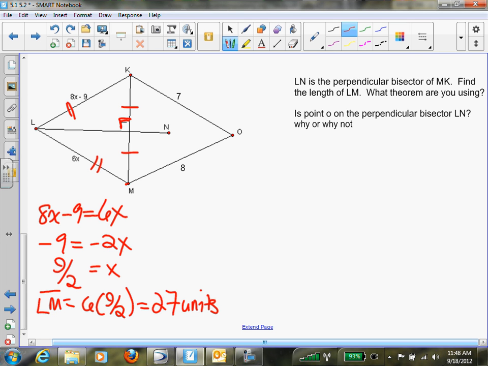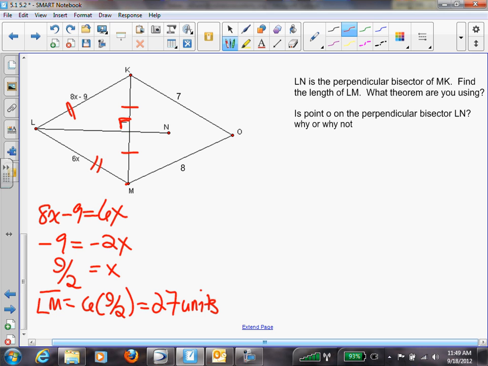All right, question 2. Is point O on the perpendicular bisector of LN? Some say yes, some say no. How many of you think it is? Raise your hand if you think it is. Okay. How many think it isn't? How many don't know?